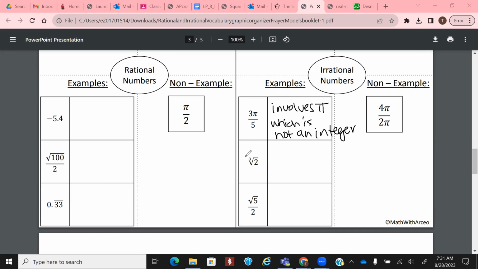On the next one, the cubic root of 2, it's not a perfect cube, so it's going to be irrational. The square root of 5 is not a perfect square, so it's going to be irrational.